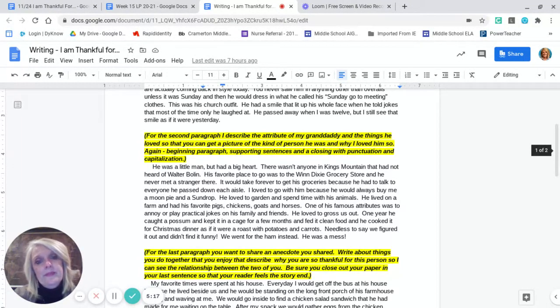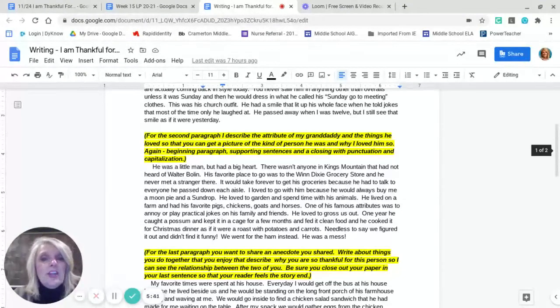All right. He was a little man, but he had a big heart. So I'm transitioning over and I'm taking, he was a little man. So I'm going from his outward appearance to he had a big heart. So I'm bringing you inside now. That's my transition. There wasn't anyone in Kings Mountain that had not heard of Walter Boland.